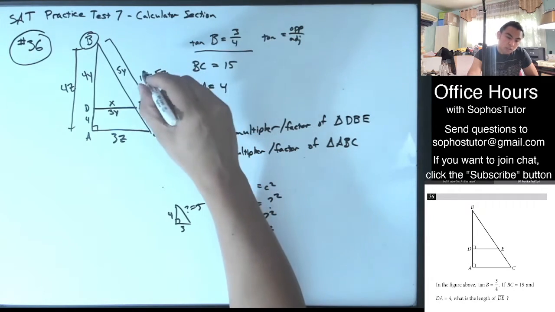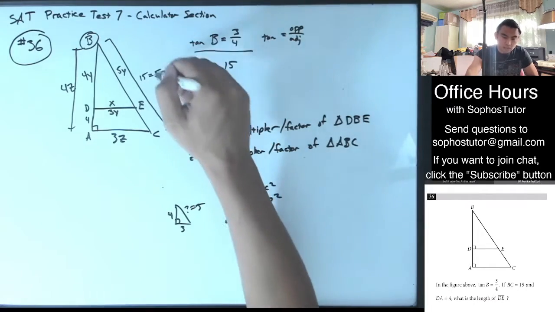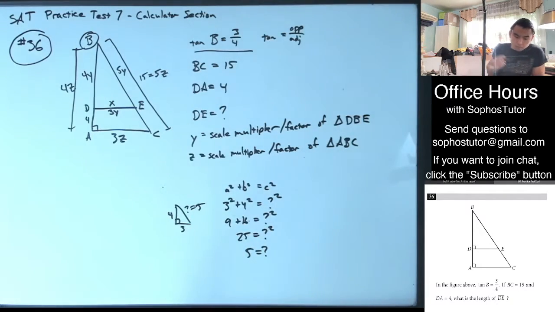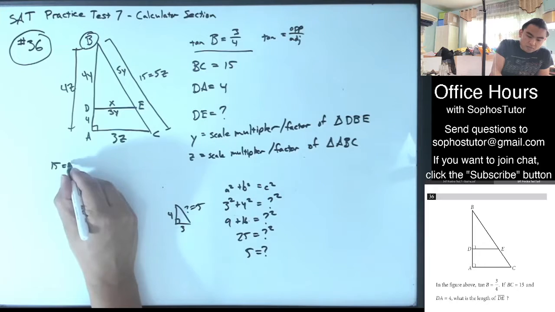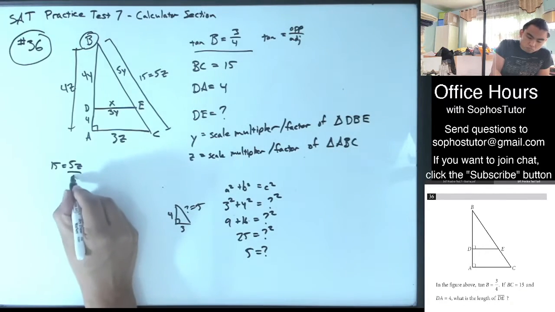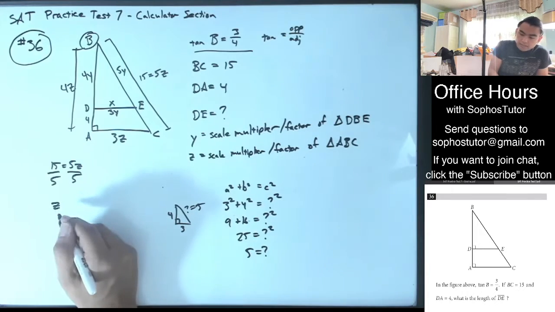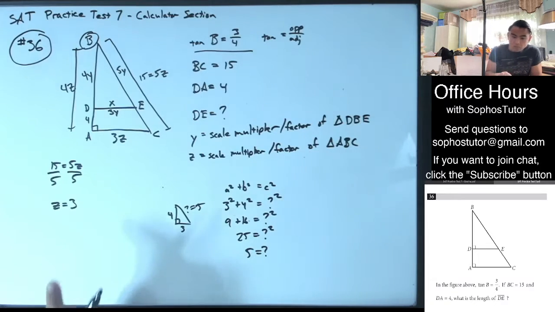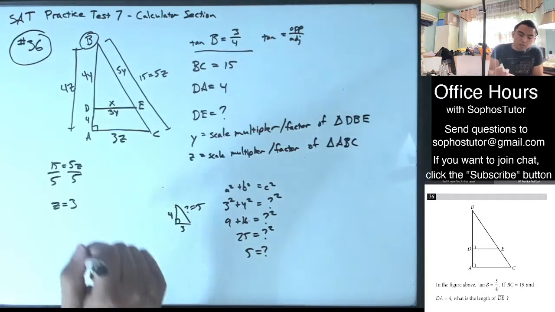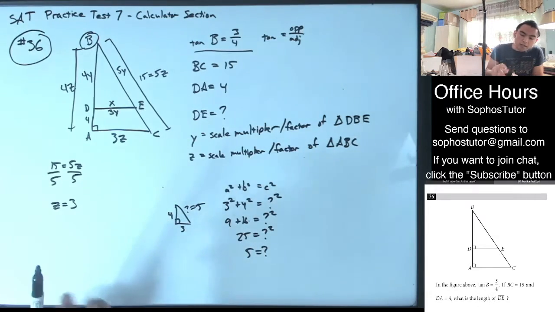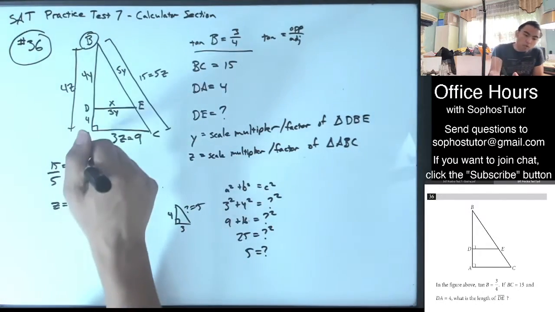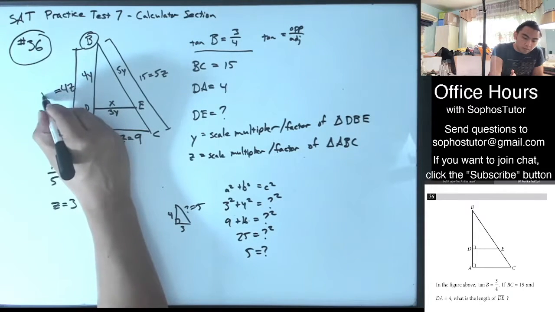Now notice we already know that the hypotenuse of the larger triangle is 15. So therefore 15 must equal 5z. And if we solve that, if 15 is equal to 5z, divide 5 by 5, we see that the scale factor is equal to 3. Now that we know the scale factor is 3, we now know the lengths of all the other sides. Since z is 3, we now know that AC is going to equal 9. And we know that AB is equal to 12.